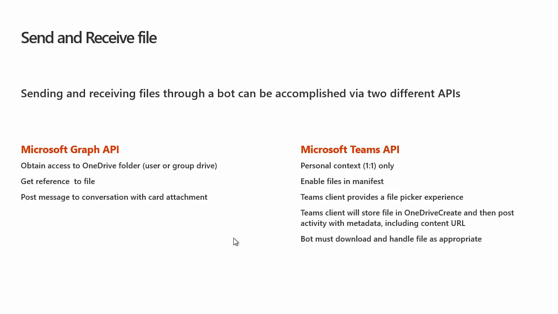After the file is selected and sent, Microsoft Teams, if necessary, will store that file in the user's OneDrive or in the group OneDrive. And then it sends a message to the bot, that post activity, that has metadata about that file, including a content URL. The bot, if it needs to access the raw data of the file, can use that content URL and download the file and process it as necessary. So in effect, what you're doing is downloading a file from OneDrive. However, the Microsoft Teams client, as well as the Microsoft Teams API, facilitates that experience and makes it quite seamless.